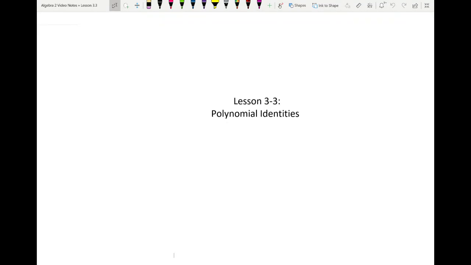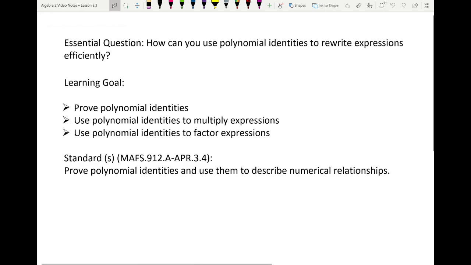So we're going to be focusing on polynomial identities and using them to factor and multiply expressions. Alright, so how can we use these polynomial identities to rewrite expressions more efficiently? The learning goal: we want to be able to prove these polynomial identities and use them to multiply expressions as well as factor expressions for very special cases. The standard, or part of the standard, is to be able to prove these identities and use them to describe numerical relationships.